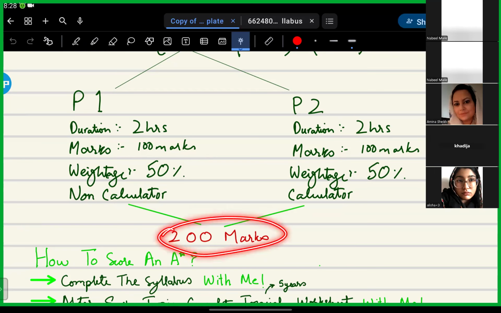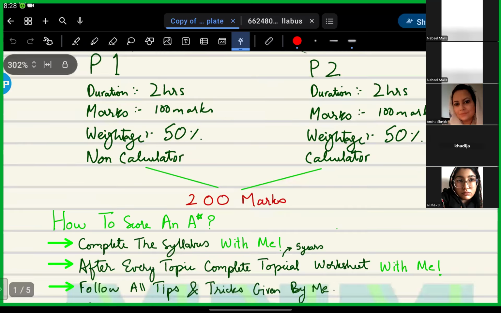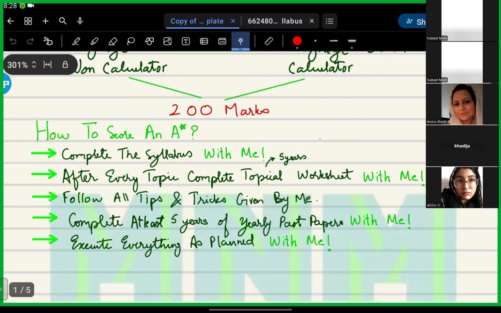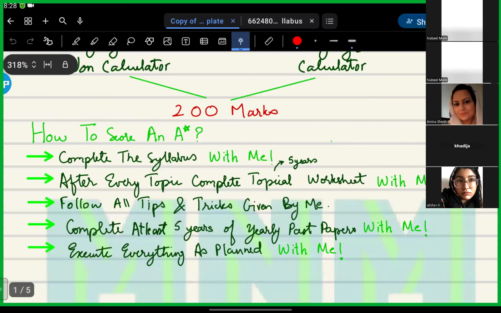Now, how to score an A star in mathematics 4024 or 0580? First of all, you have to complete the syllabus, and if you don't have enough command on the syllabus, you can still get an A star, but that depends on your luck. So it's better to have a command on every topic of mathematics. Secondly, you have to complete all the topical worksheets that I'm going to provide you so that you can practice more and become sharp in it. And then you should follow all the tips and tricks given by me so that you can apply them all in the yearly papers.